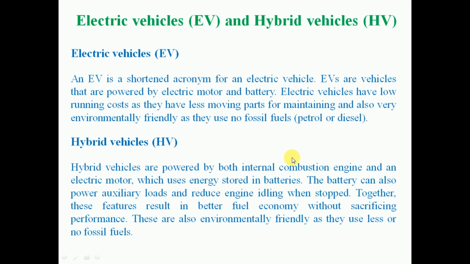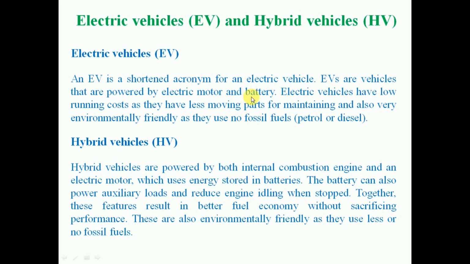Next, here we will discuss first electric vehicles and hybrid vehicles. Electric vehicle: EV is a shortened acronym for electric vehicle. These electric vehicles are called EV. An electric vehicle means a vehicle that runs on electricity, and that electricity is used to run the motor. Then the motor runs the wheels of the vehicle. Therefore we get the movement of the vehicle.